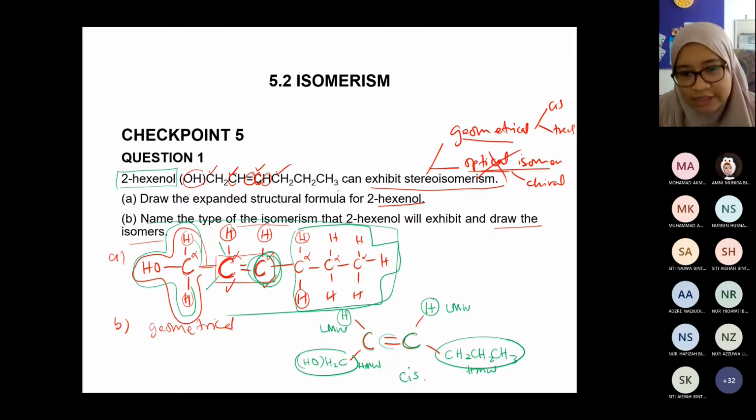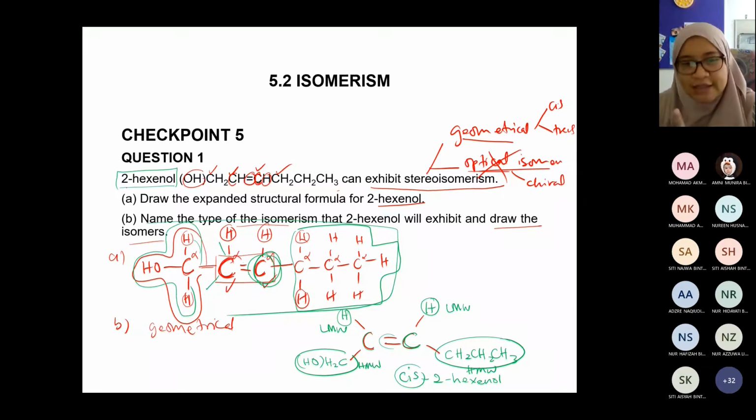Okay, and then it's given to you already, the name. Okay, so you cis and then you tambah guys, 2-hexenol. Sebab dia dah bagi kan, you tambah cis dekat depan nama tu. Cis 2-hexenol, that's the name of it. This is only for cis. How about you draw? How about trans?